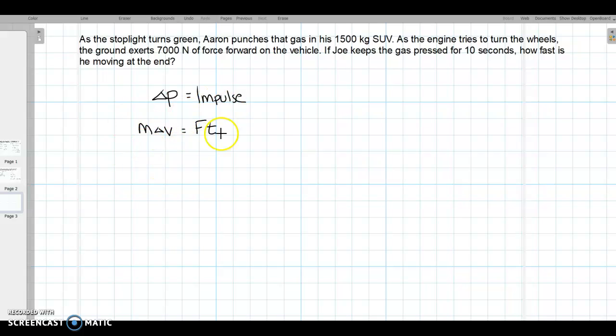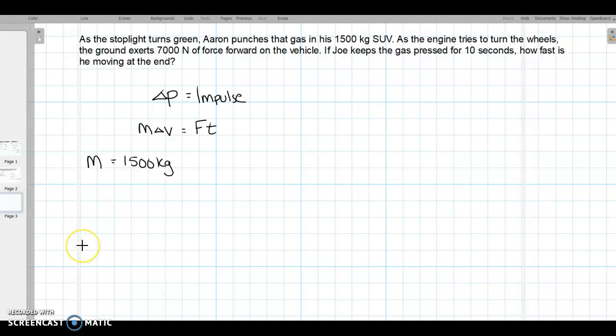So now using this information, let's find out what we're given in the problem and find out what we need to solve for. So Aaron punches the gas in his 1,500 kilogram SUV. So that is going to be the mass. The mass is 1,500 kilograms.